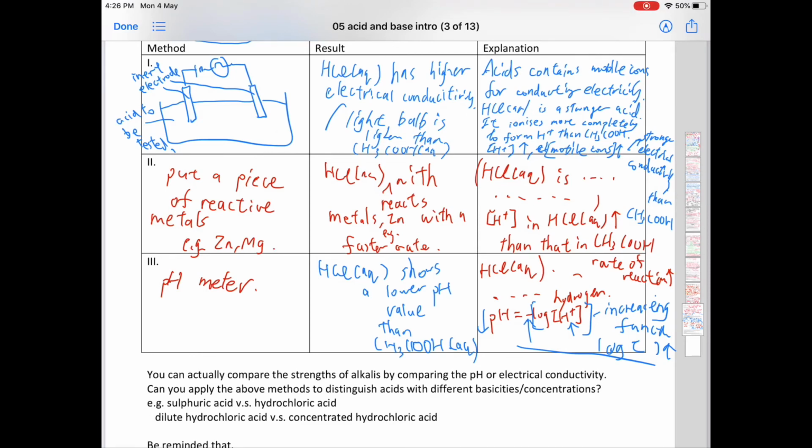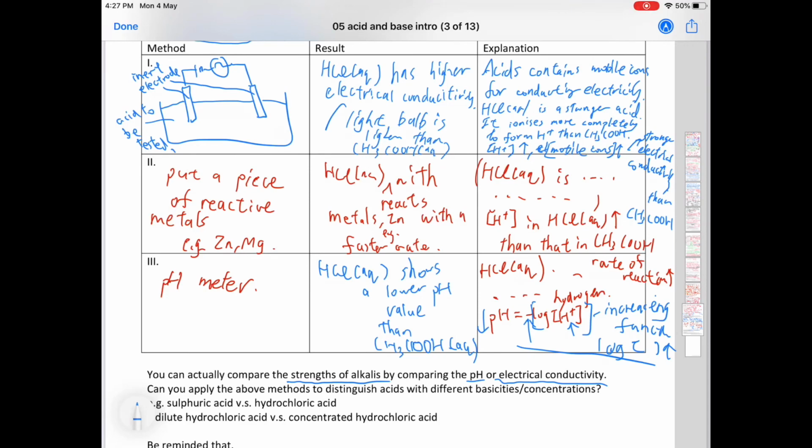And you can apply the same idea apart from comparing the strength of acid. You can also compare the strength of alkali. However, for strength of alkali, you can just compare the pH value. If it is a strong alkali, then the pH value will be higher. And also use the electrical conductivity method. The stronger the alkali, the higher the electrical conductivity. However, you cannot put a piece of reactive metal into alkali, because it is one of the acidic properties, which is not applicable to alkali. Is it okay?